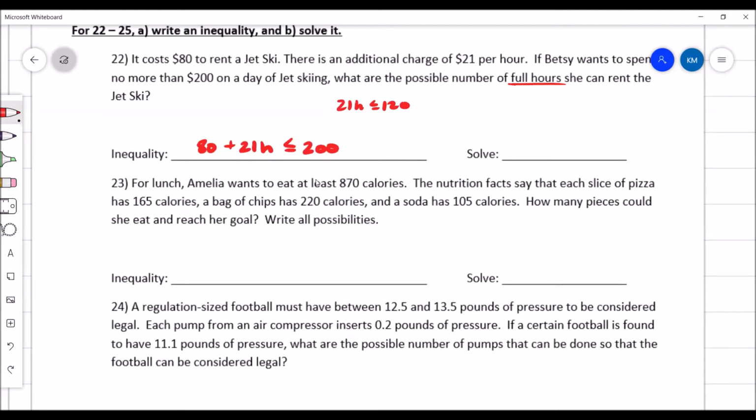And then 120 divided by 21 gives us 5.7. So we find H to be less than or equal to 5.7. Now with that said, we can't rent the jet ski for 5.7 hours. So we say less than or equal to 5. Okay, 6 would be too much.